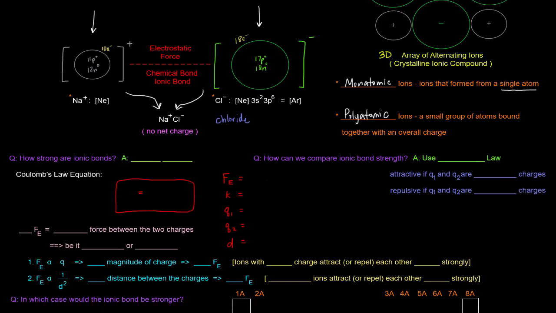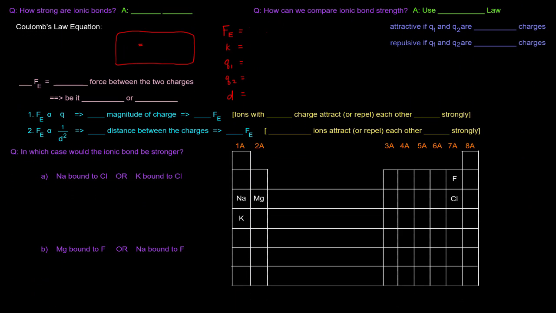All right. Next up. How strong are ionic bonds? Well, the short answer is really strong. They are incredibly strong. Okay. So then the question becomes, how can we compare ionic bond strength between one ionic compound and another? And what we'll do is we'll use what's called Coulomb's law.